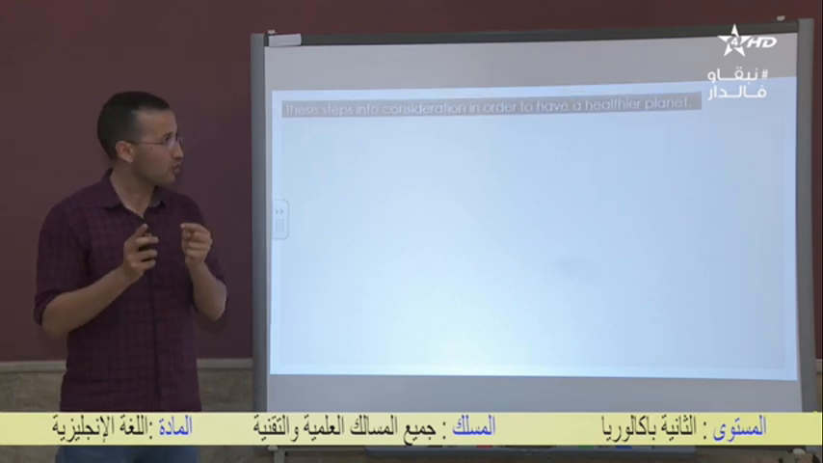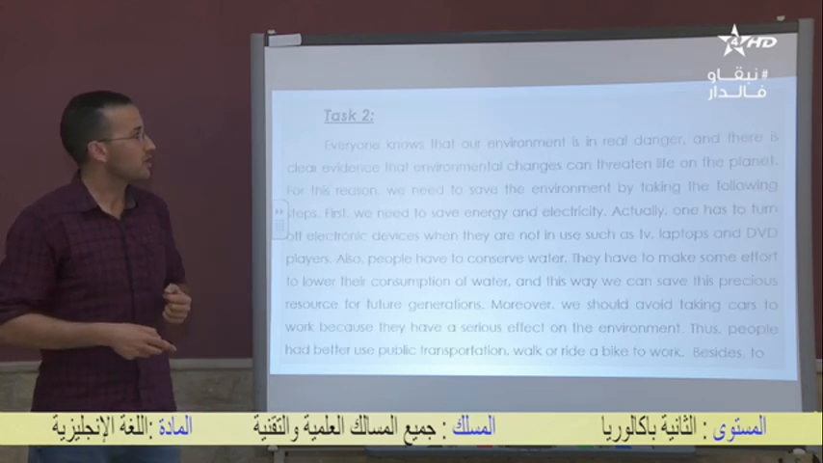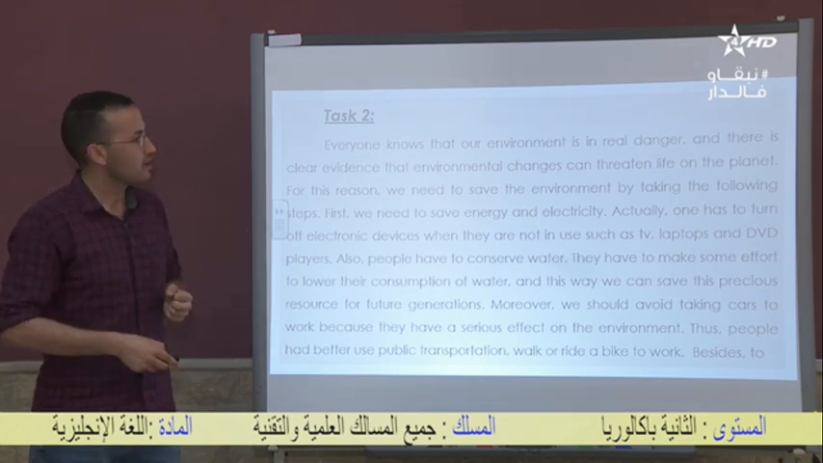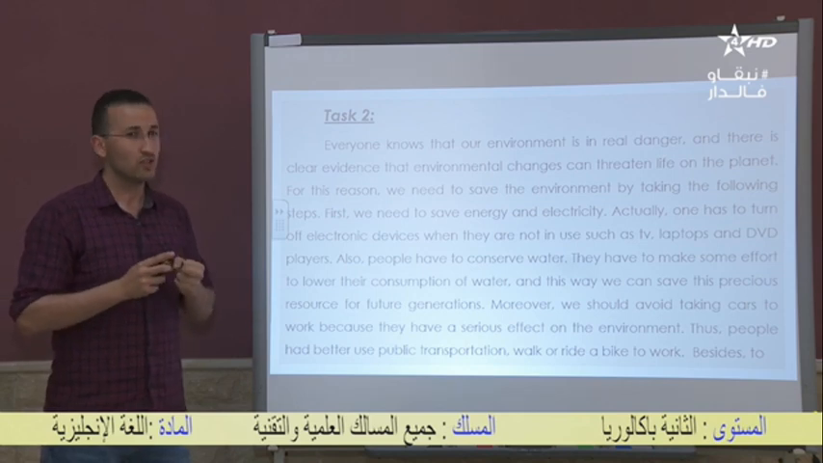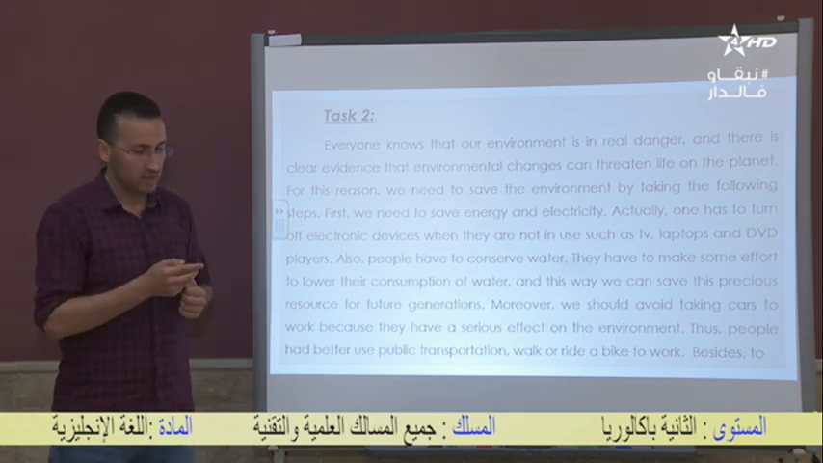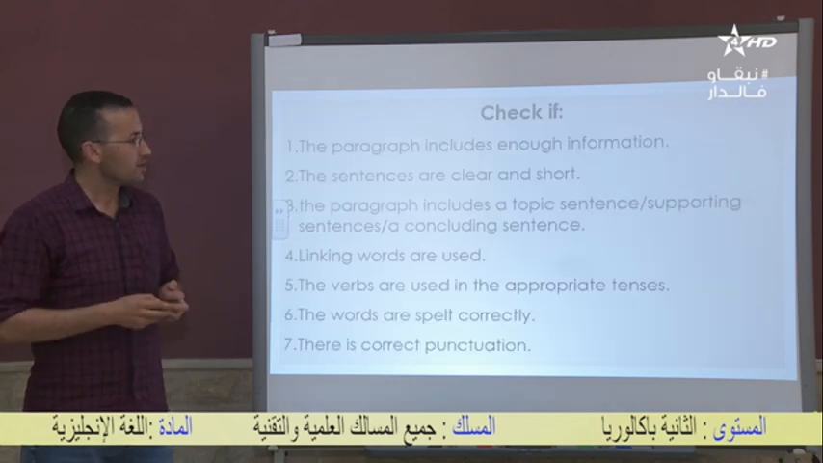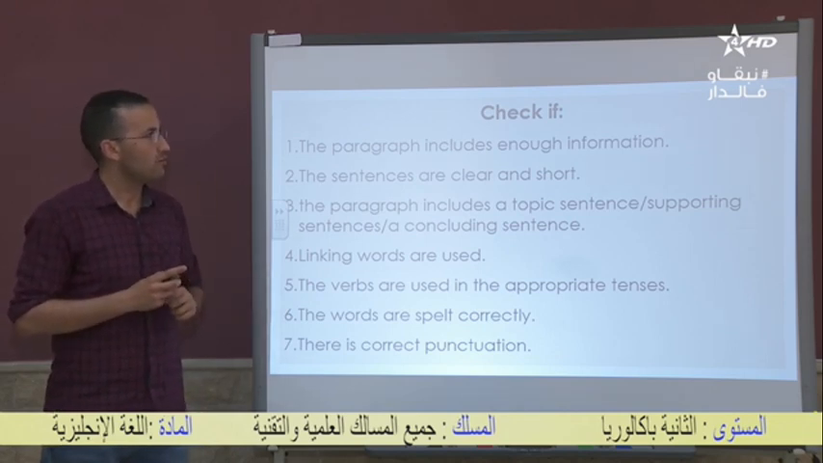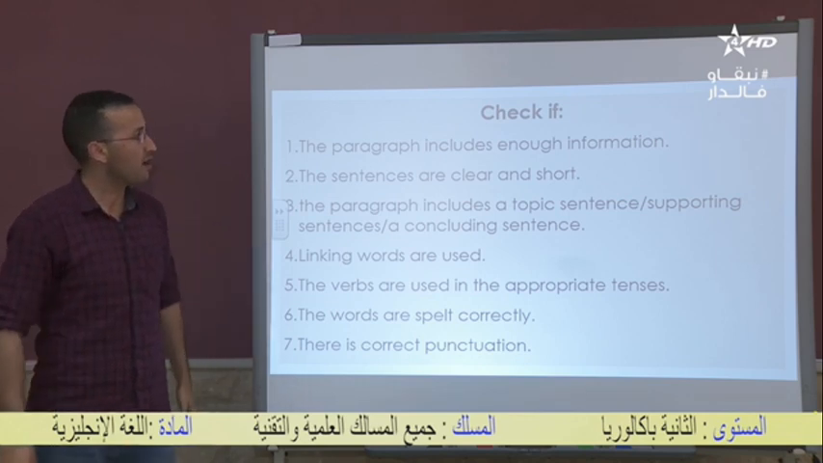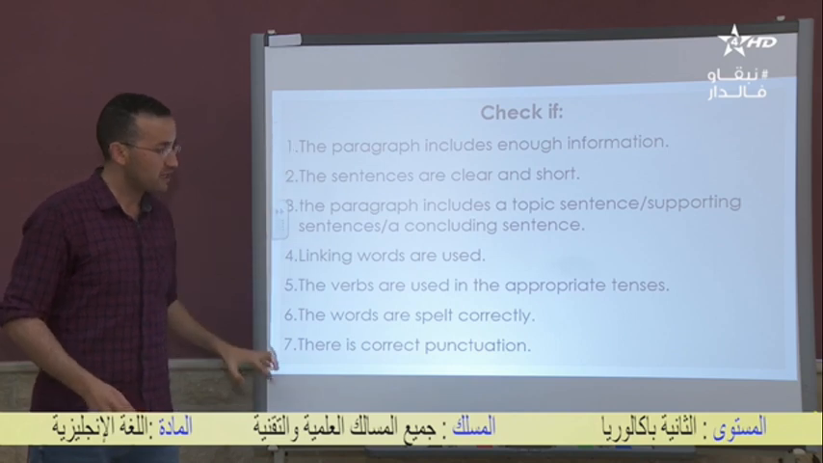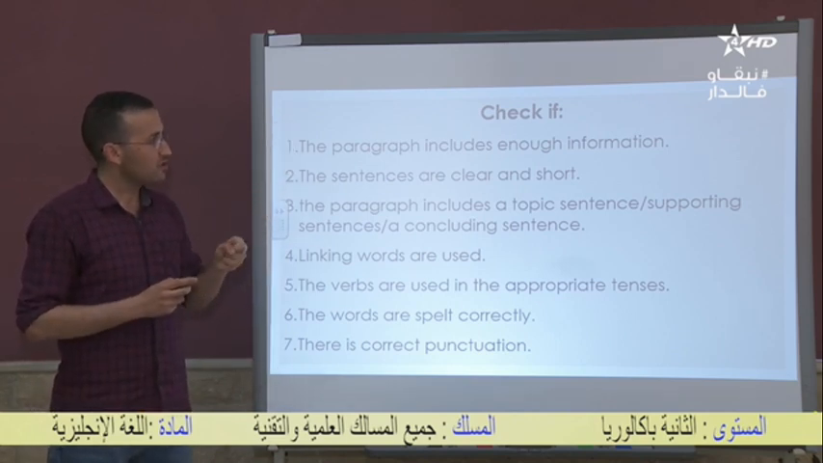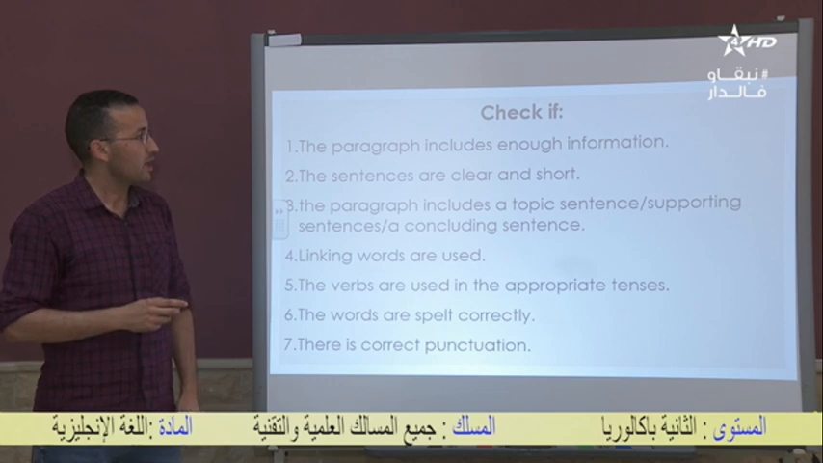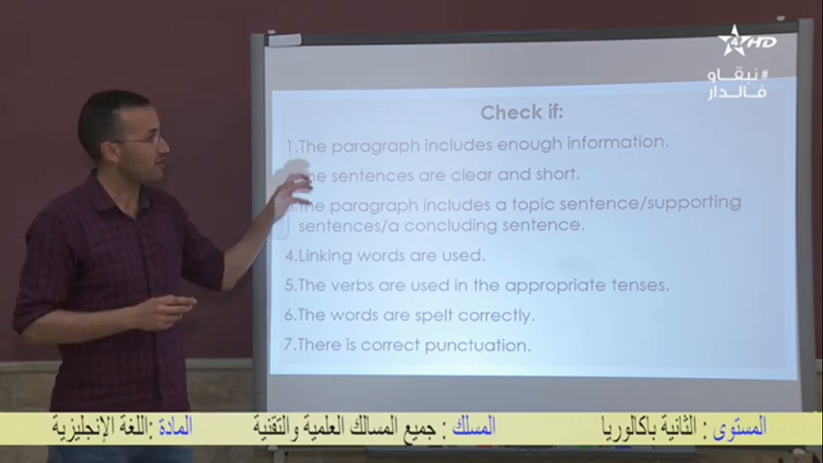So now the last thing I want to talk about before we finish is this, okay? This is your final product. This is how your paragraph should look like. It's well organized, and I'm going to show you how it is well organized. So now, keep this checklist. Okay, check if. Now, what I meant by a well-organized paragraph is this. You should include all of these, okay? So the first thing you need to check is if the paragraph includes enough information, okay? The second one is if the sentences are clear and short.